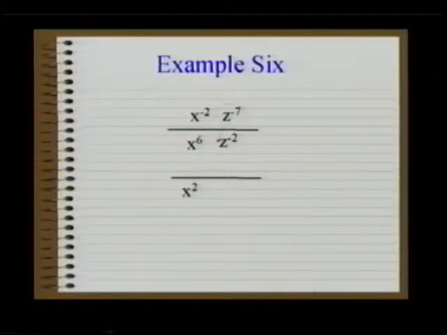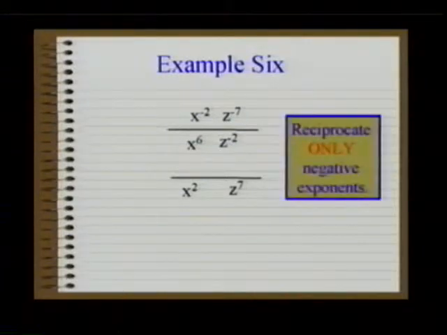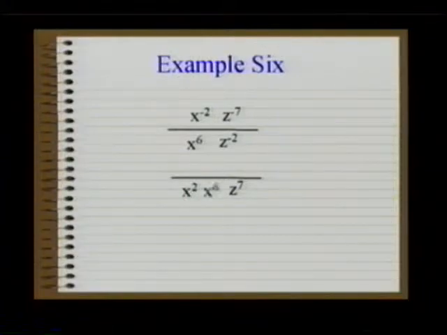Let's take him and put him downstairs. Okay. Now, x to the 6th is going to stay right where he is because he's a positive exponent, right? We only reciprocate the negative ones. This seems like the same problem. What's so hard about this? The z to the minus 2 is going to go upstairs.